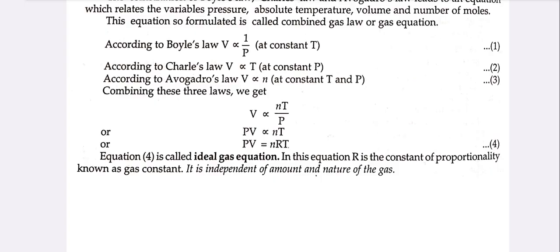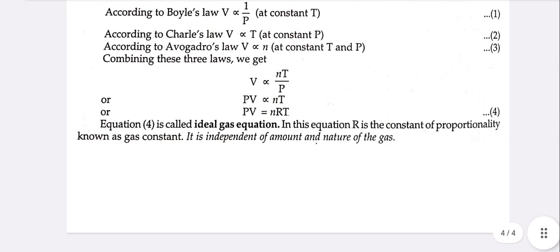Here P is the pressure, V is the volume, n is the number of moles, T is the temperature, and R is the constant of proportionality known as the gas constant, and it is independent of the amount and nature of the gases.